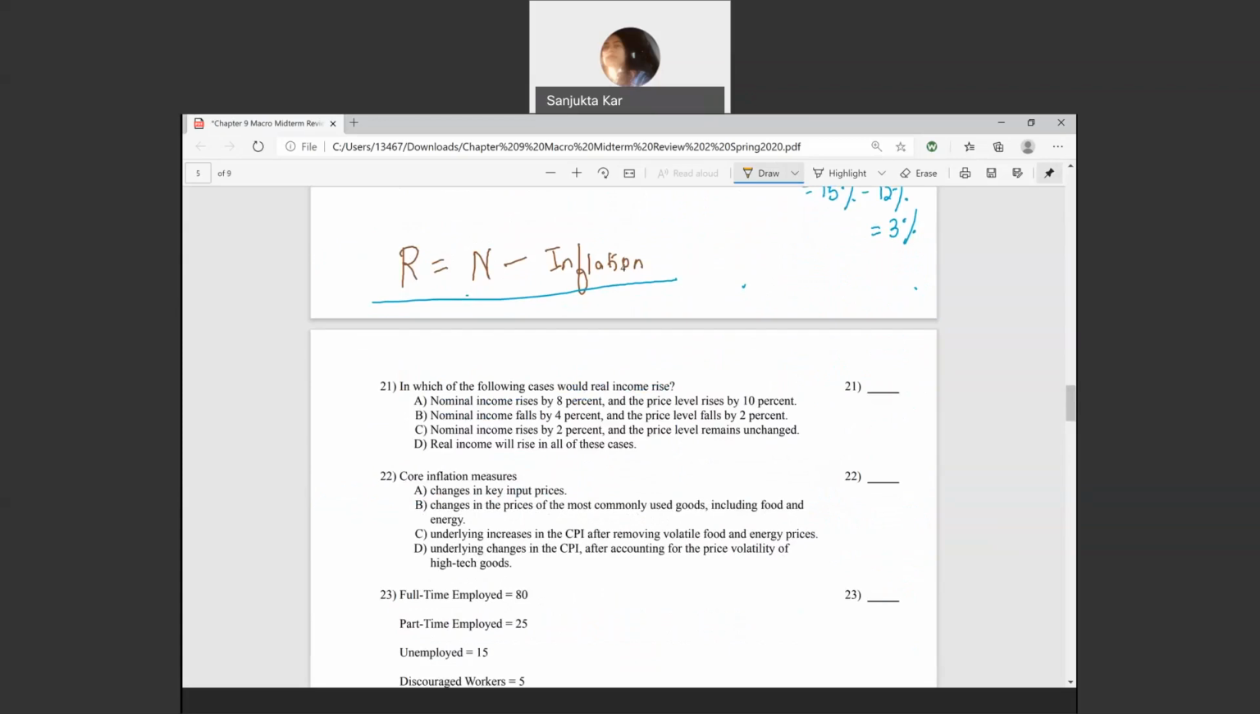Question number 21 is the same. I strongly encourage you to do question number 21 by yourself, doing all the calculation. It says, in which of the following cases would real income increase? The answer is going to be C. You can do the rest of this question yourself.